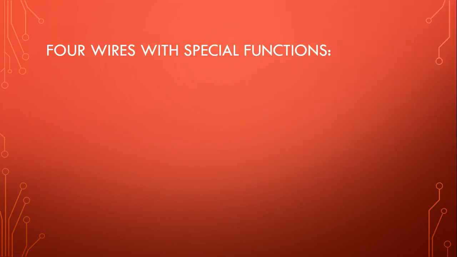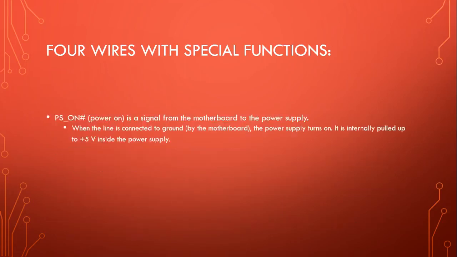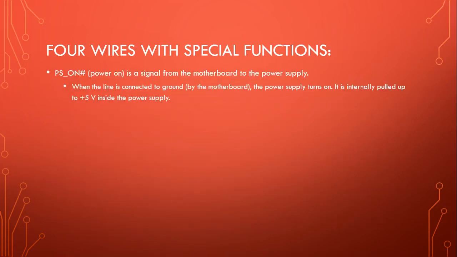All right, one last thing to talk about in regards to the motherboards here. There are these 4 wires for special functions. The first one is PS on, or power on. This is a signal from the motherboard to the power supply. So this is a tiny little wire that gets plugged into your motherboard. What this does is when the line is connected to the ground by the motherboard, the power supply turns on. It is internally pulled up to +5 volts inside the power supply. So this little wire right here is what helps control the power on.